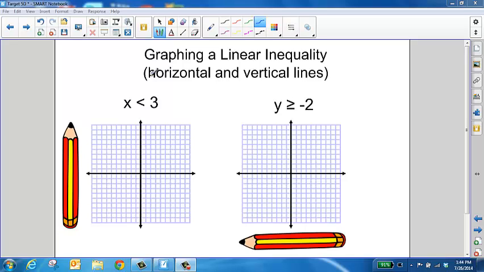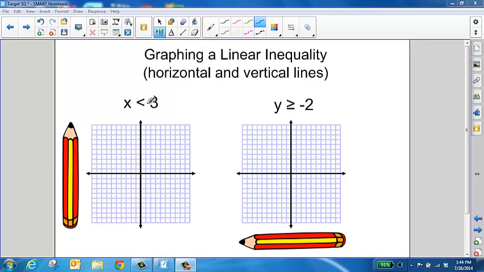Let's talk about how to graph a linear inequality when we actually just have a single variable, not an inequality that has both an x and a y. So in the first example, we have the inequality x is less than 3. Now this is no different than graphing your equation x equals 3, except you have to keep in mind the type of line that you're going to be creating.